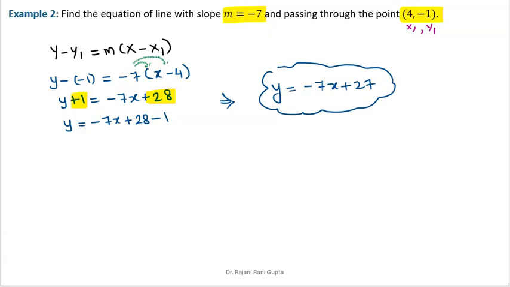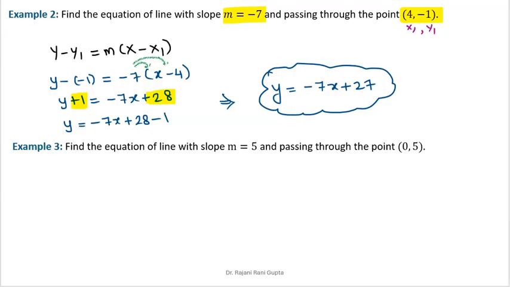Okay, so the process is the same. Let's do one more example and I think it will be clear to you. The slope is given as 5, and the point is this. So this is x1, y1.